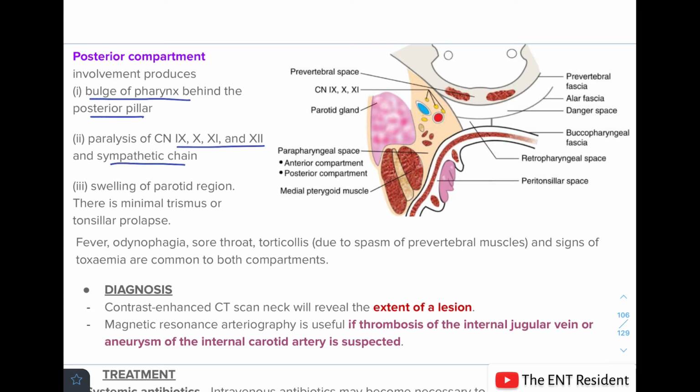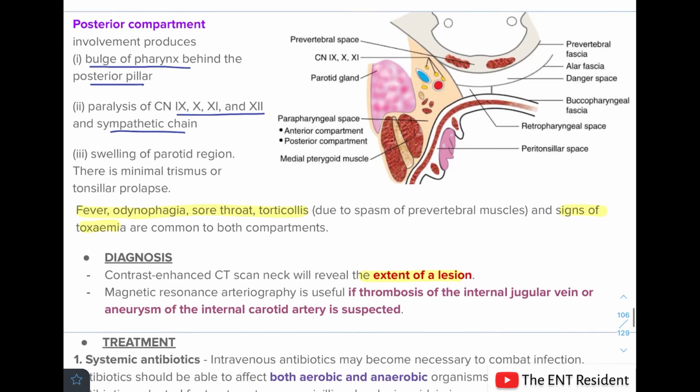In both compartments, you will see common features of fever, odynophagia, sore throat, torticollis due to spasm of prevertebral muscles, and signs of toxemia. Now, how will you diagnose these cases? In case of diagnosis, a contrast enhanced CT scan of the neck will reveal the extent of the lesion, and magnetic resonance arteriography will be useful if a thrombosis of the internal jugular vein or aneurysm of the internal carotid artery is suspected.